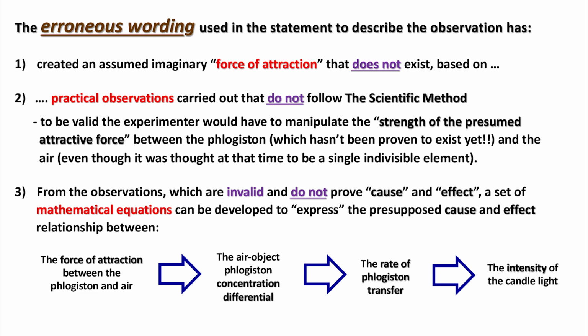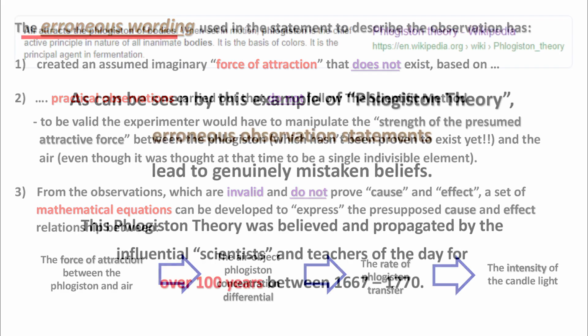single, indivisible element. 3. From the observations, which are invalid and do not prove cause and effect, a set of mathematical equations can be developed to express the presupposed cause and effect relationship between the force of attraction between the phlogiston and air, the air-object phlogiston concentration differential, and the rate of phlogiston transfer and the intensity of the candlelight.